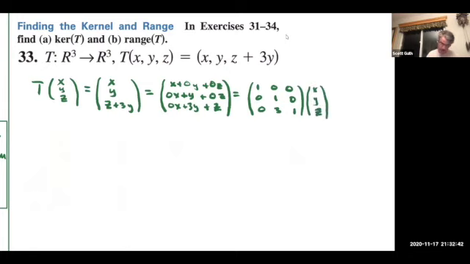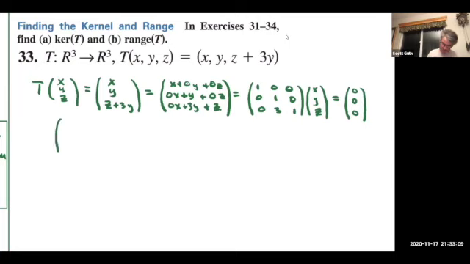Like that. And if we're trying to find the kernel, then we would just set this to 0, 0, 0, and see what maps there. So, I mean, this thing is almost done. As a matter of fact, the kernel is just going to be the 0 vector.